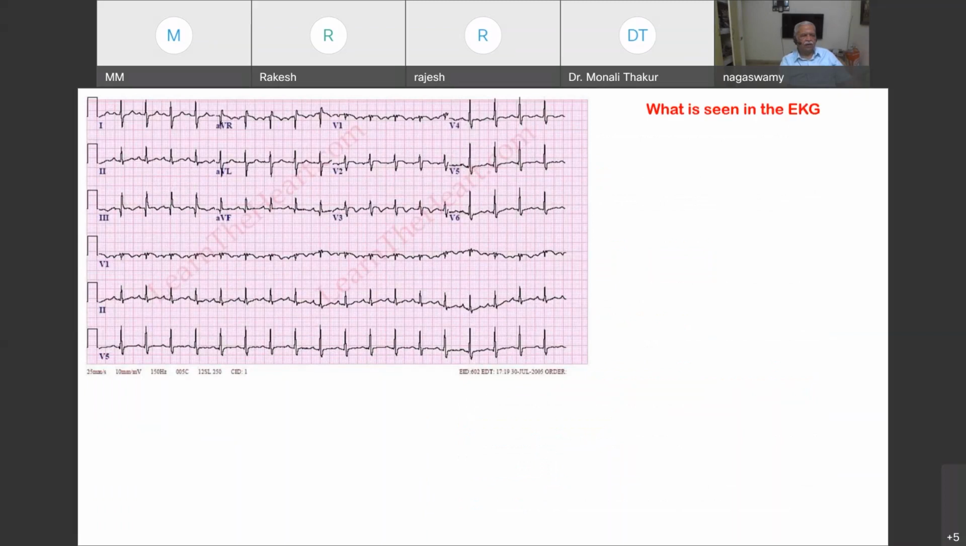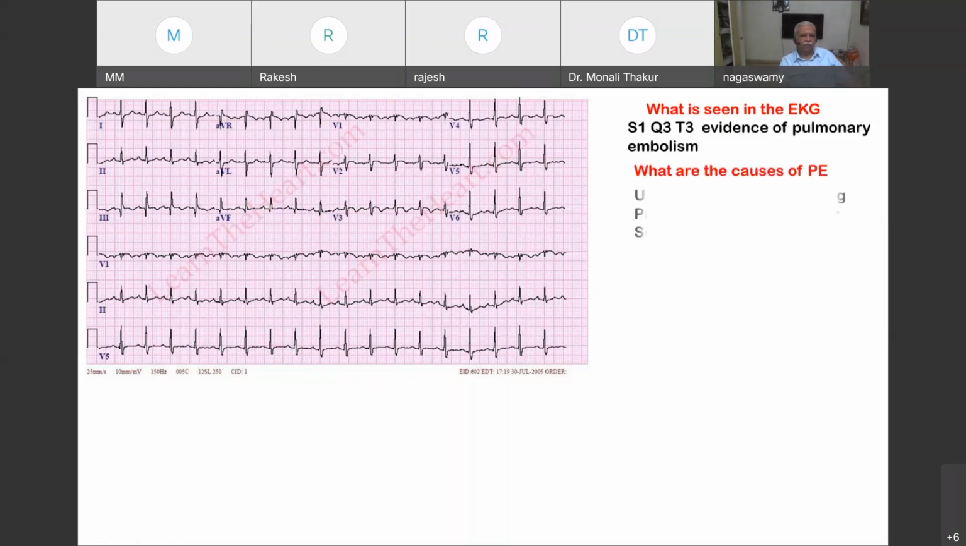Sir, RSR pattern, sir. Right. Do you think it is in this one, V1, V2? No, I can just give you a clue. There is some abnormality in the first lead and third lead. Third lead, what do you see here? Sir, it's an S1, Q3, T3, evidence of pulmonary embolism.